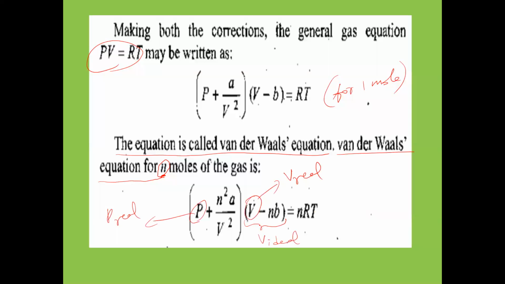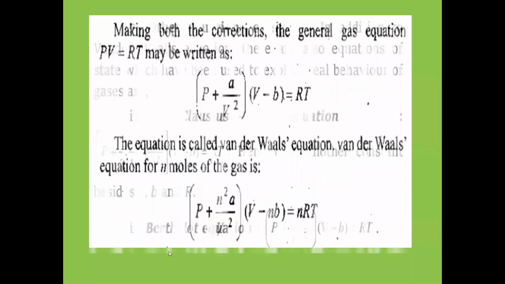So V ideal, the volume of the ideal gas, is equal to the volume of the real gas minus the correction. And this total is P ideal. So P ideal total is equal to P real plus a n square by V square, the pressure correction. So remember this point mainly.